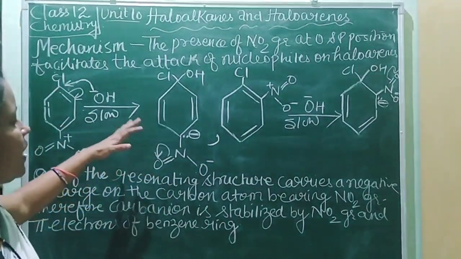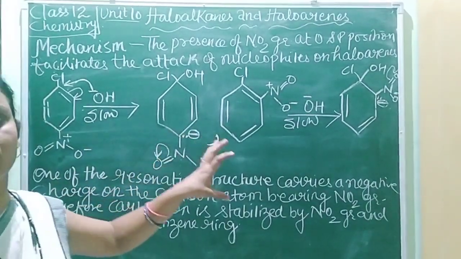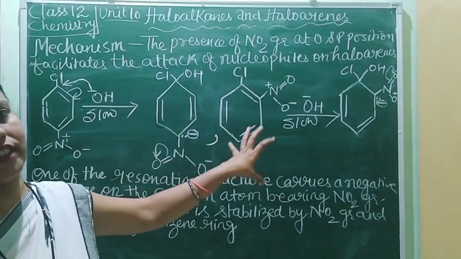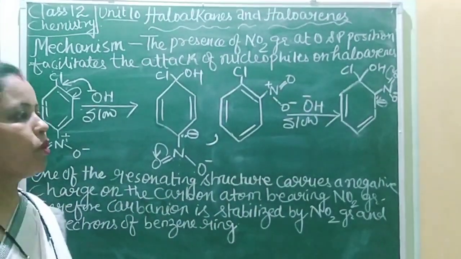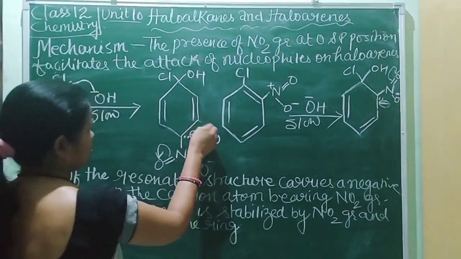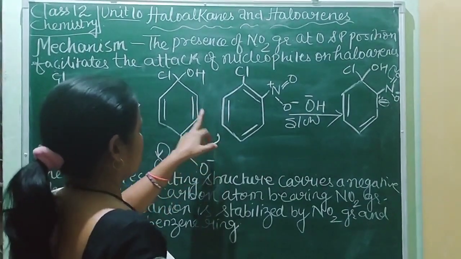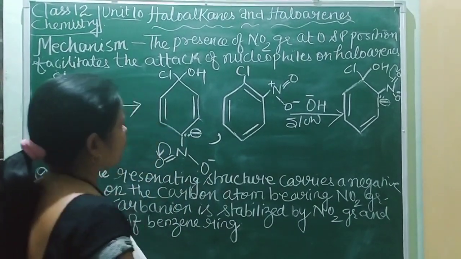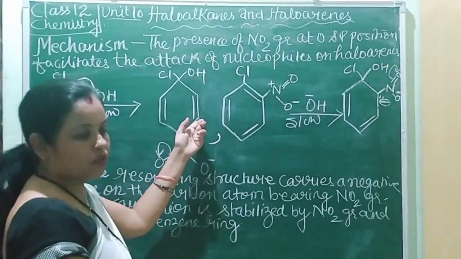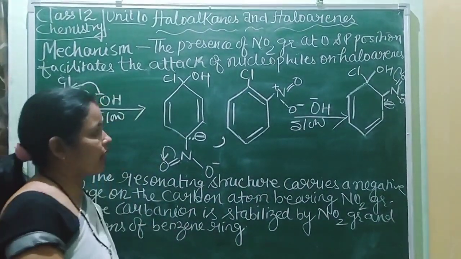So this is the effect of an electron withdrawing group at ortho and para position. An electron withdrawing group does not show its effect at meta position. Why? Because when the nitro group is present at the meta position, no resonating structure carries a negative charge on the carbon in which the nitro group is introduced. Hence, it does not show its effect on meta position.